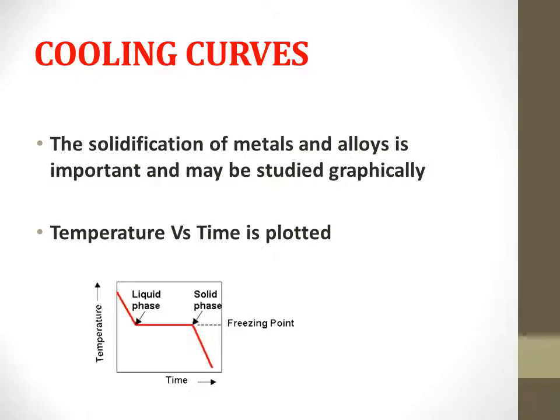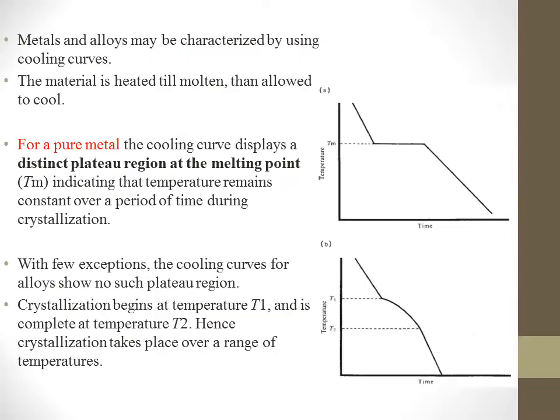Now, finally, we will be talking about some graphs and curves related to the solidification of molten metal and alloys. It is very important and it can be studied graphically. What we do is plot the temperature versus the time or the composition. So let's look at the cooling curves. Metals and alloys may be characterized by using cooling curves. When the metal is heated until it is molten, it is then allowed to cool and solidify.